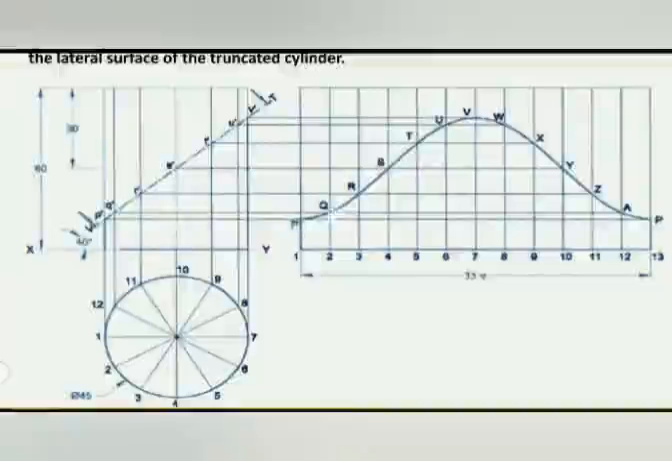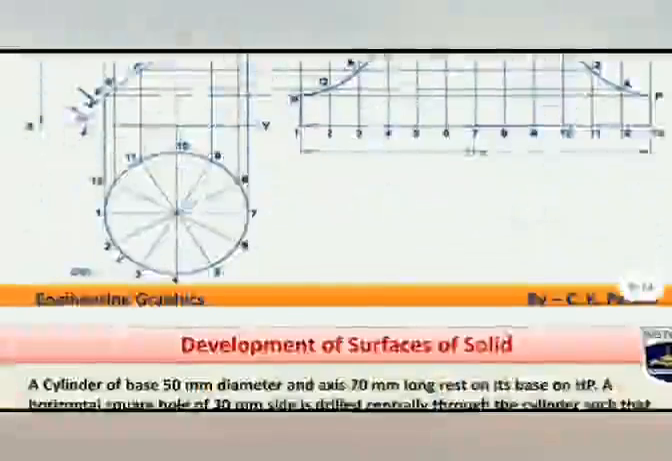All these points P, Q, R, S, T, U, V, all these points are joined by smooth curve like this, and we get the development of cylinder. So this method is the parallel line method which is used for the development of cylinder. Let's see another example.